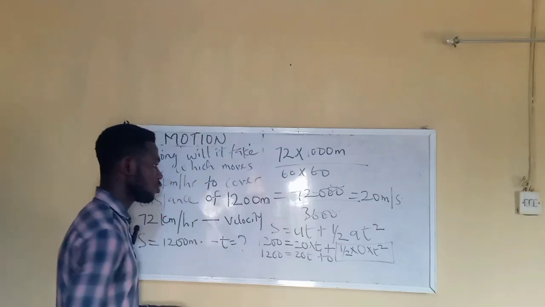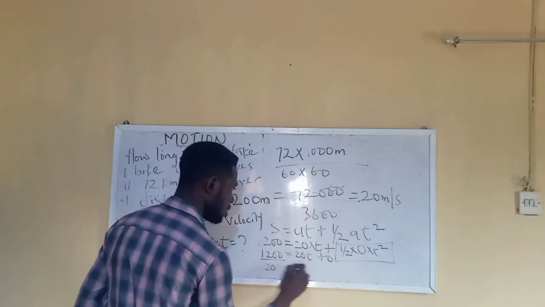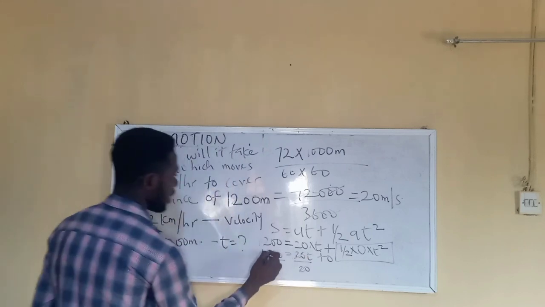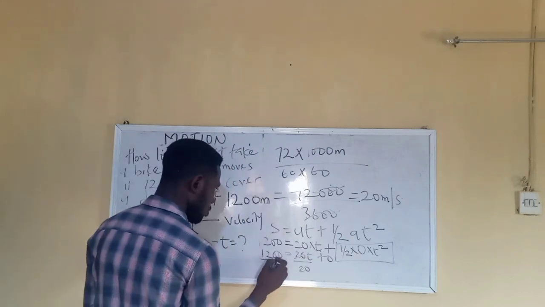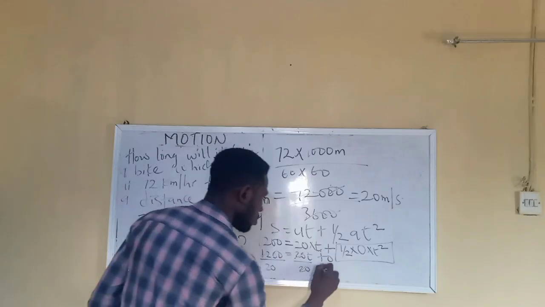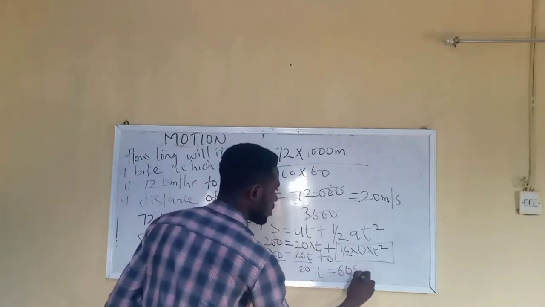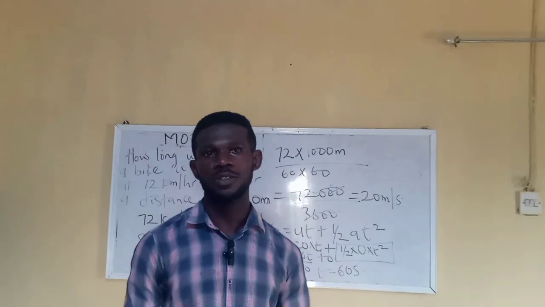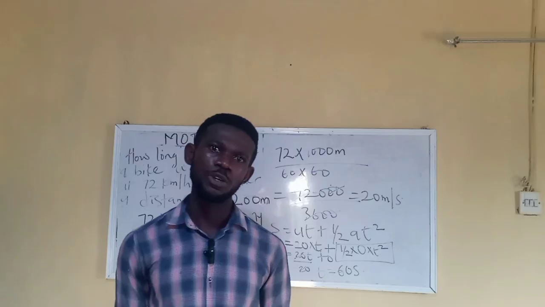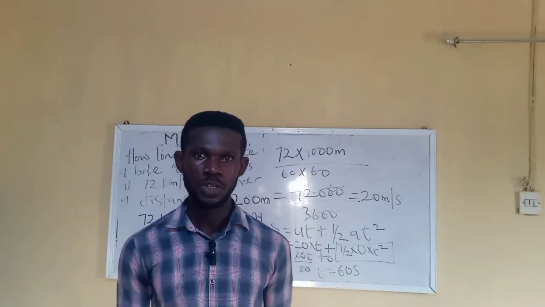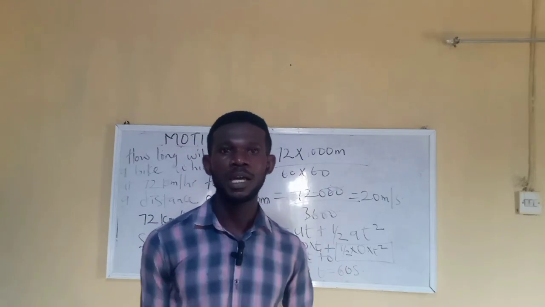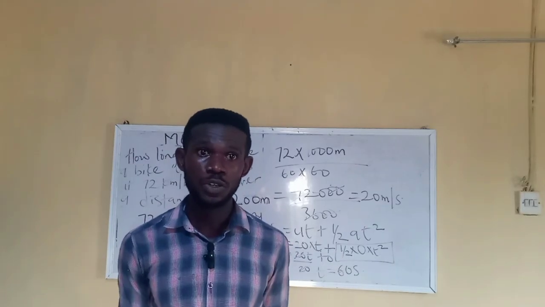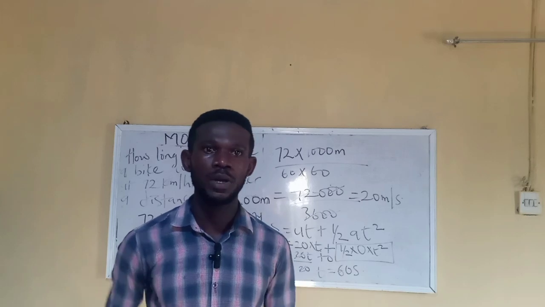So what's the next thing? You divide by 20, and when you divide this figure by 20, you are going to have your time to be 60 seconds. Your time is 60 seconds. So literally, this is what calculation involving equations of motion entails. It's all about getting the parameters, knowing how to insert them in different equations of motion, and you get your answers.